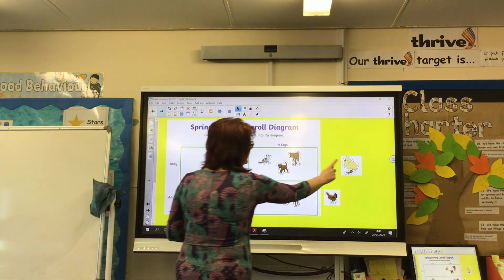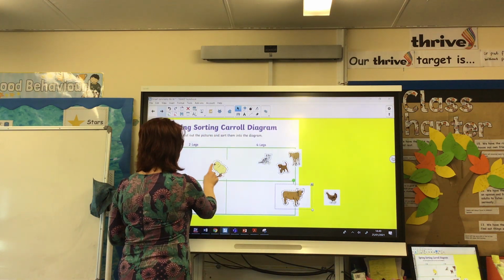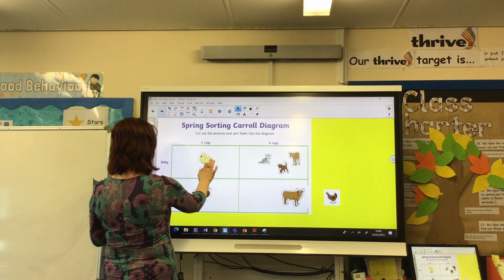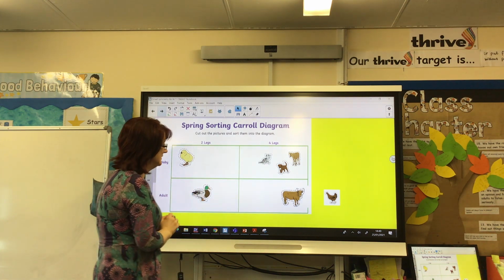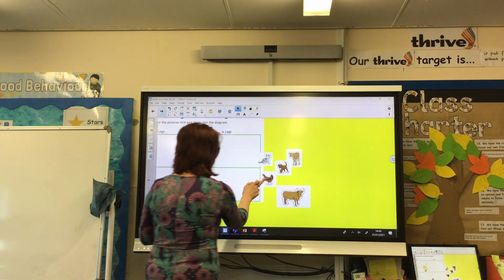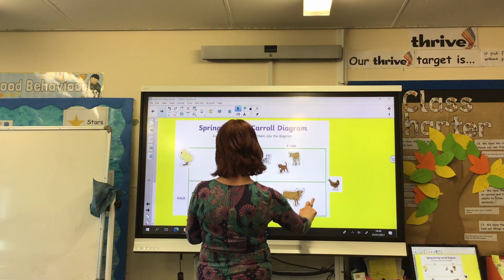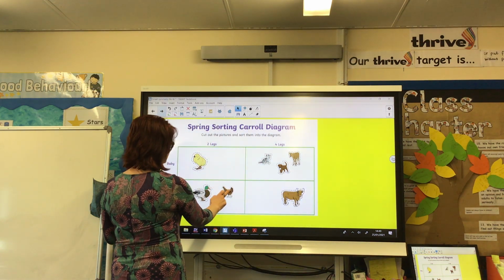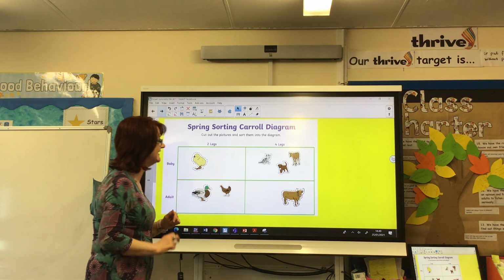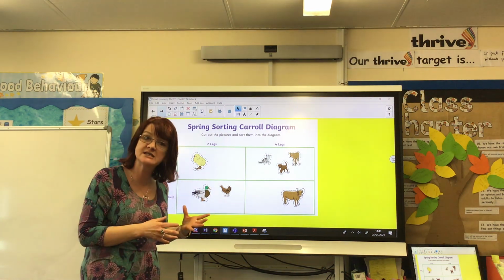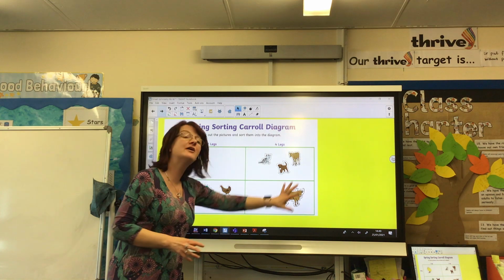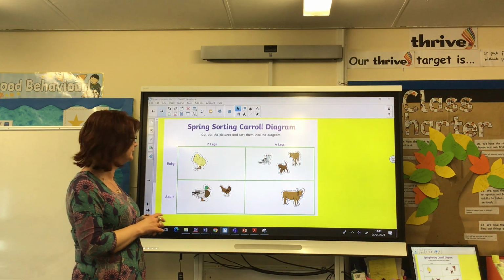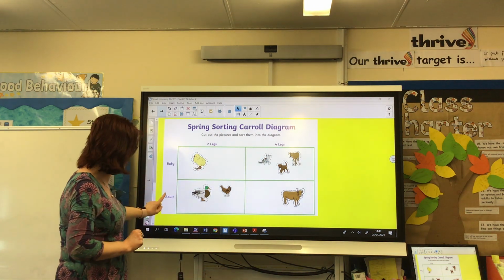2 more. This one, well, it's a chick, isn't it? So, oh, it keeps moving that, children. A chick, we know it's got 2 legs, and I know it's a baby as well. And then here, oh, this is Thomas moving that around. Never mind, pull that across. This one here is 2 legs again, but it's an adult because it's the hen, so it goes in there. So I have sorted those animals into this Carroll diagram, depending on what each of those animals have. So 2 legs, 4 legs, baby, adult.